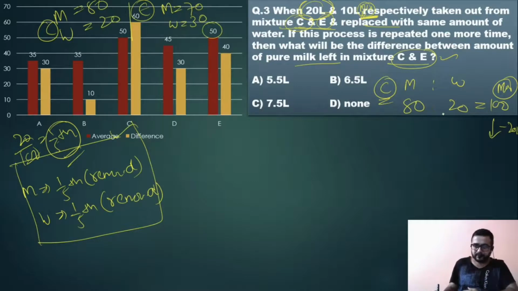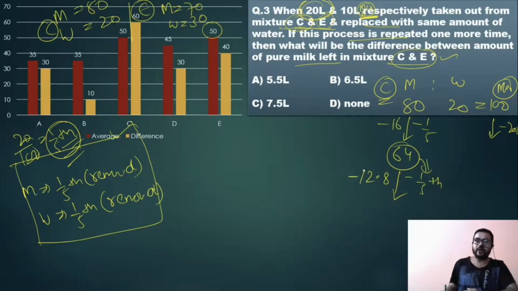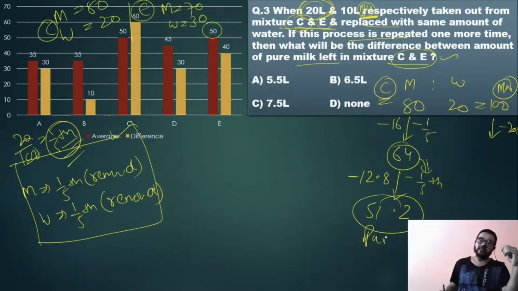Now see here, if milk is 1/5 removed, because 20 by 100 is 1/5, it means you're going to get how much? I think this one is 16 actually. So you're going to get 64. But he has said this process is repeated one more time. So just do it one more time. 1/5 of this, so divide this 64 by 5. You're going to get 12.8. So subtract this 12.8. 64 minus 12.8, so you get 51.2. This one is the pure milk left in C.